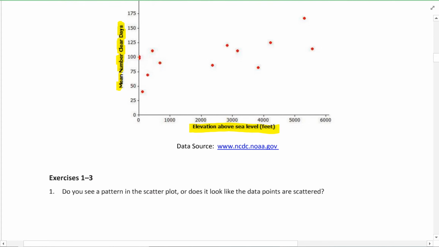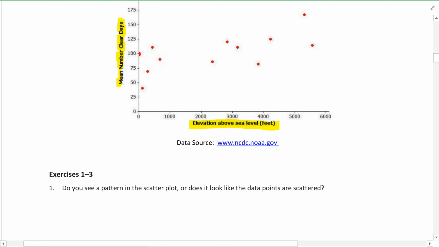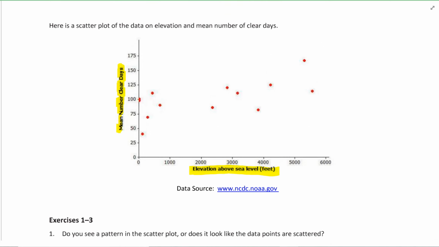So question 1. It says, do you see a pattern in the scatter plot, or does it look like the data points are scattered? Now, if you're looking at this, and you may see it right away, you may not. At first glance, this may seem like random points. I got low points here. Oh, I have a high point here though, but this point may seem lower. Oh, but this point's really high. So at first, it may seem like just a random mass of points.